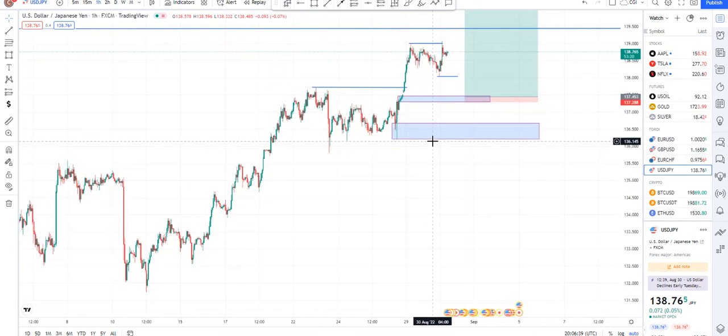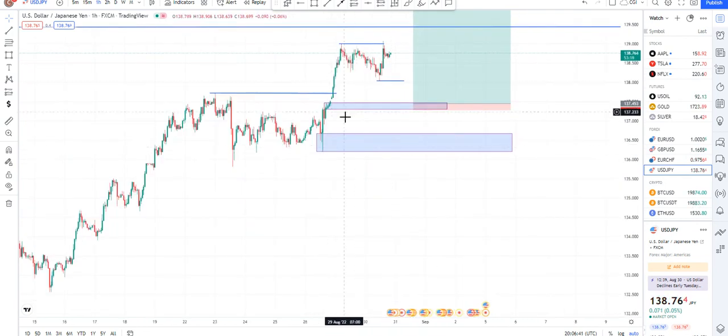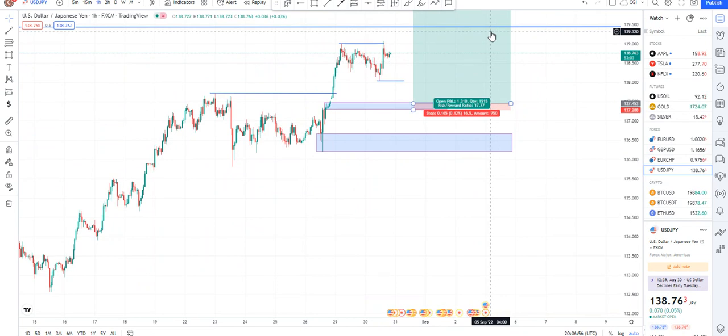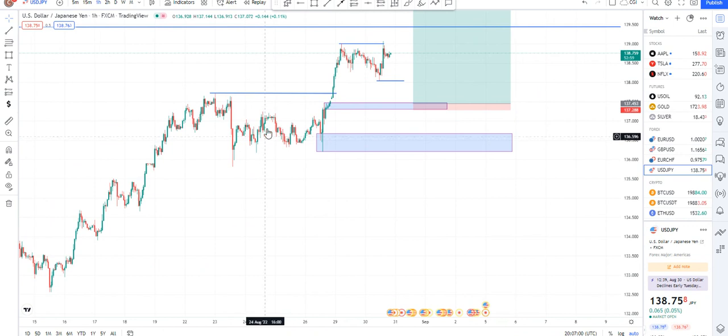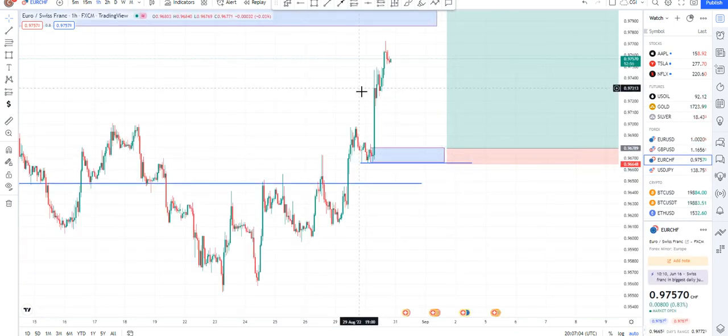So that's just it. There's a difference between flowing with the price and taking unnecessary risk. This is the lesson I want you guys to learn between these two, USD JPY and Euro CHF. The difference is that in this case we are following the price, we are flowing with what the market is giving us.